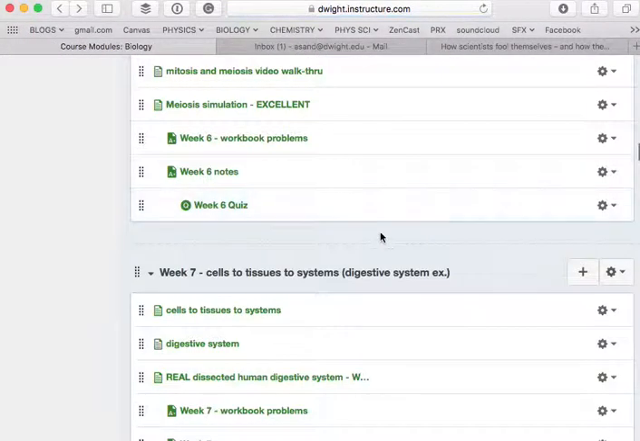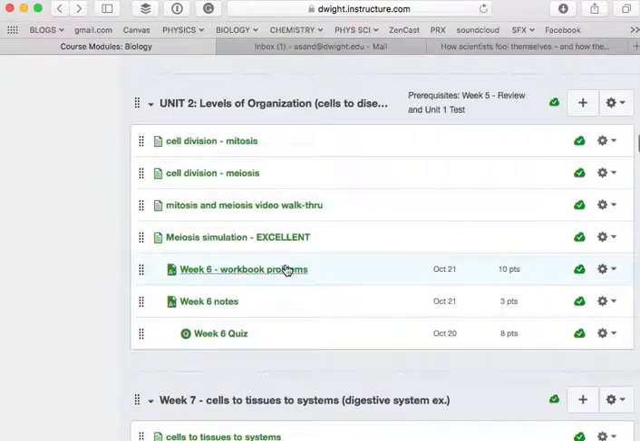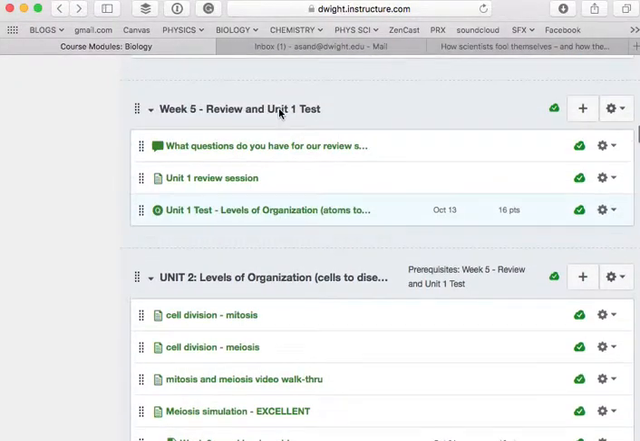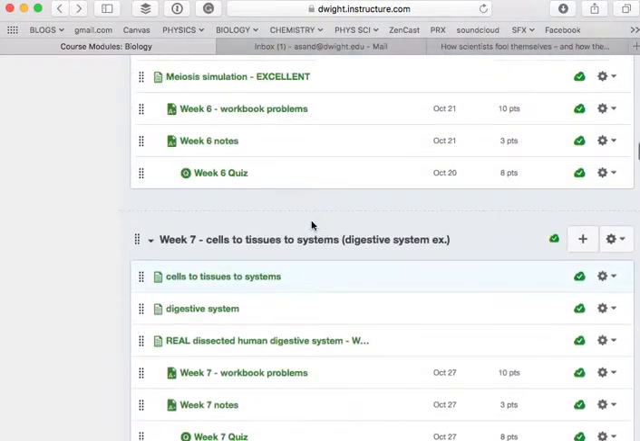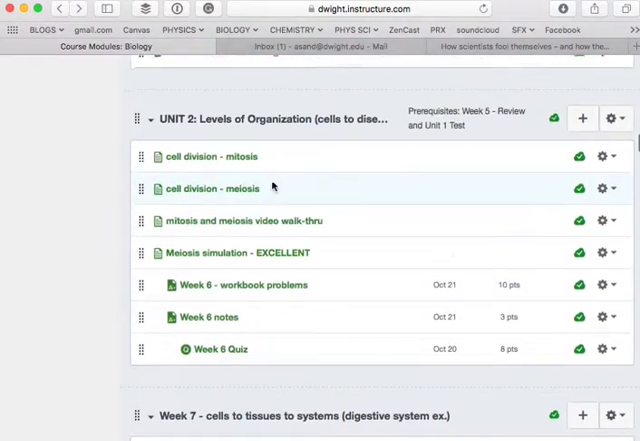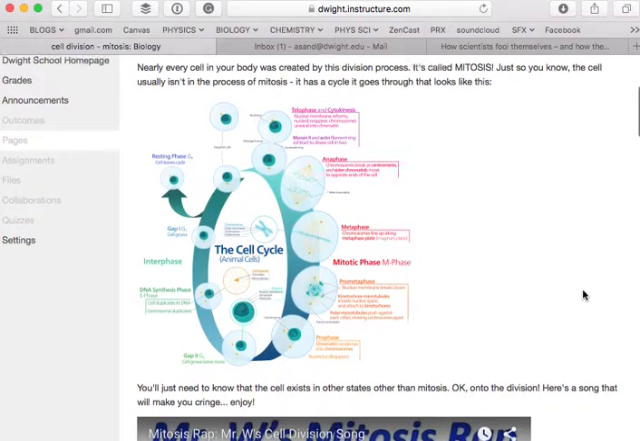Now, the main difficult topic, and this is why I separated it into two tests. I was originally going to have Unit 1 covering these last few modules, but I decided to split it up because mitosis and meiosis are so confusing to a lot of intro biology students. So let's take a look at mitosis. I recommend you go through all of this, but definitely take a look at mitosis.